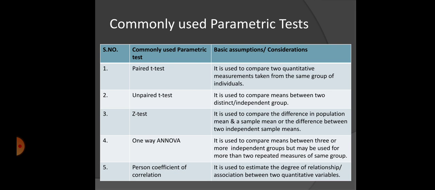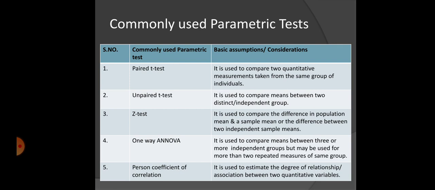Commonly used parametric tests. There are various commonly used parametric tests which will be used on the various measures. First one is paired t-test, second one is unpaired t-test, then z-test, then one-way ANOVA test, then Pearson coefficient of correlation.